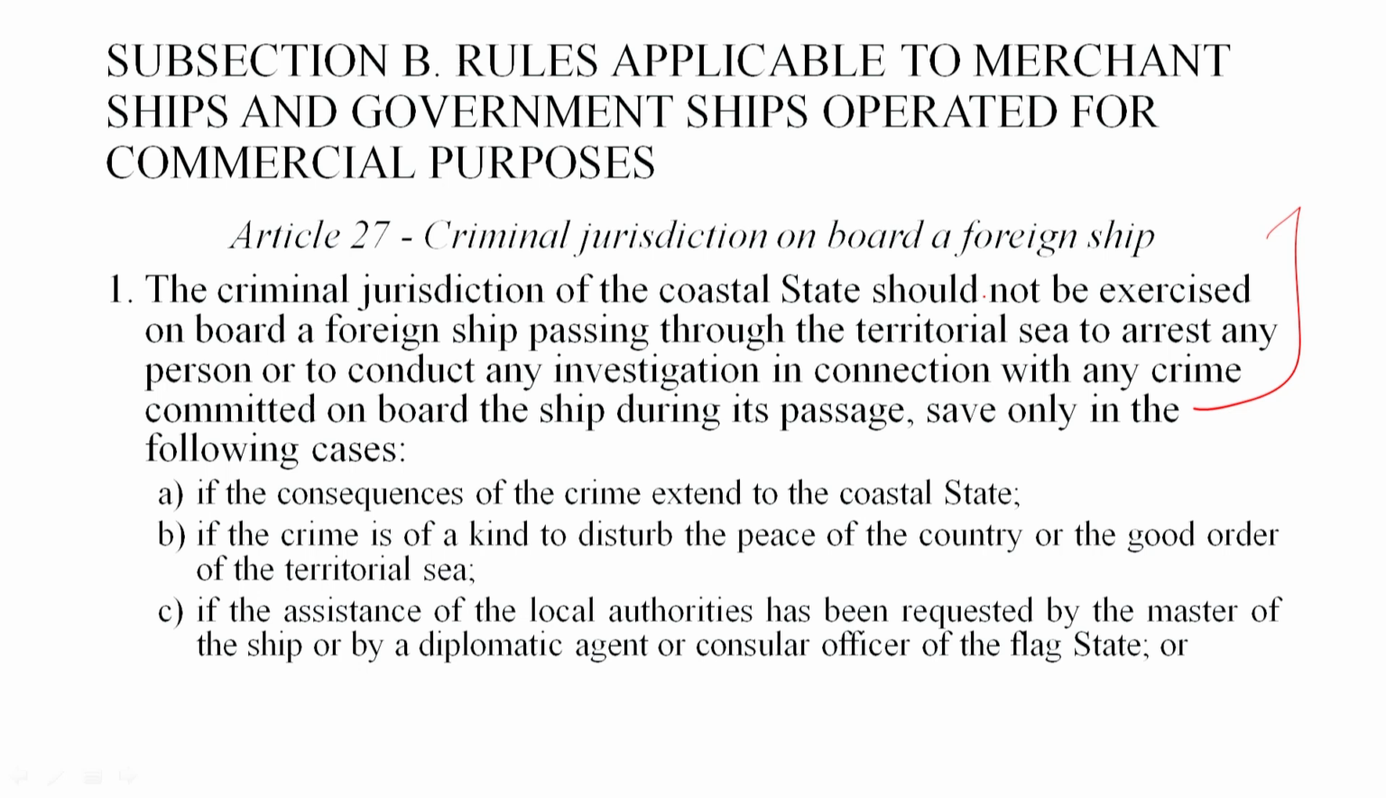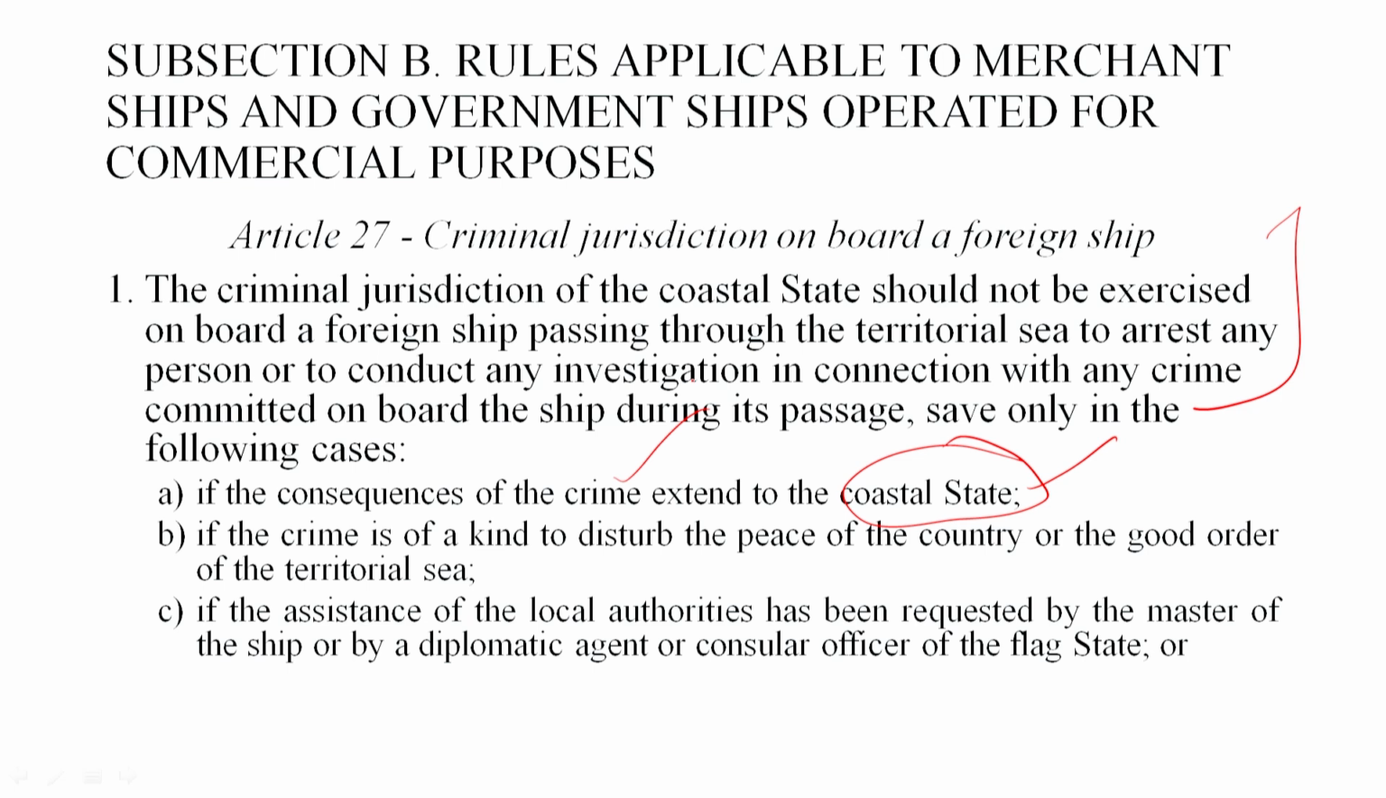So, what are they? First, if the consequences of the crime extend to the coastal state. If for some reason the consequence or result of that crime extends to the coastal state where the ship has entered, or which the ship is closer to, then the coastal state can assert those rights and apply its jurisdiction. Now, what can be the consequence of the crime? It can be, for example, the death of a person belonging to the coastal state. That means the person who has been killed on the ship is a citizen of the coastal state, so the coastal state does have jurisdiction.